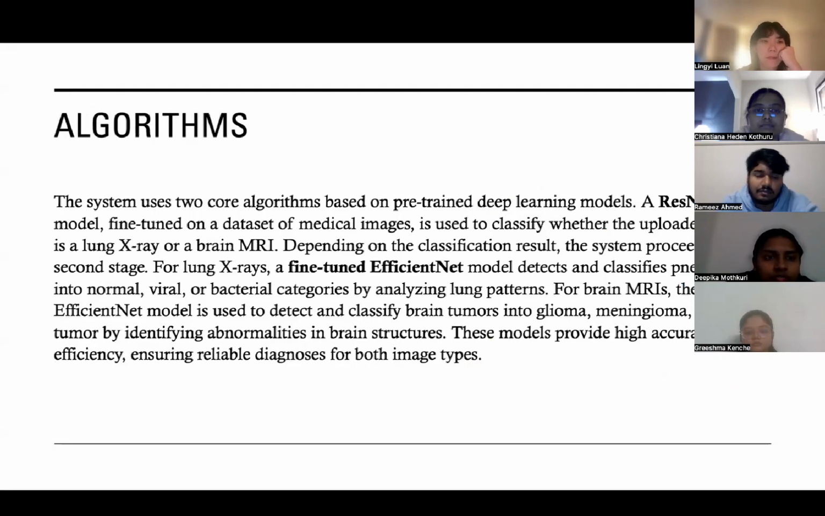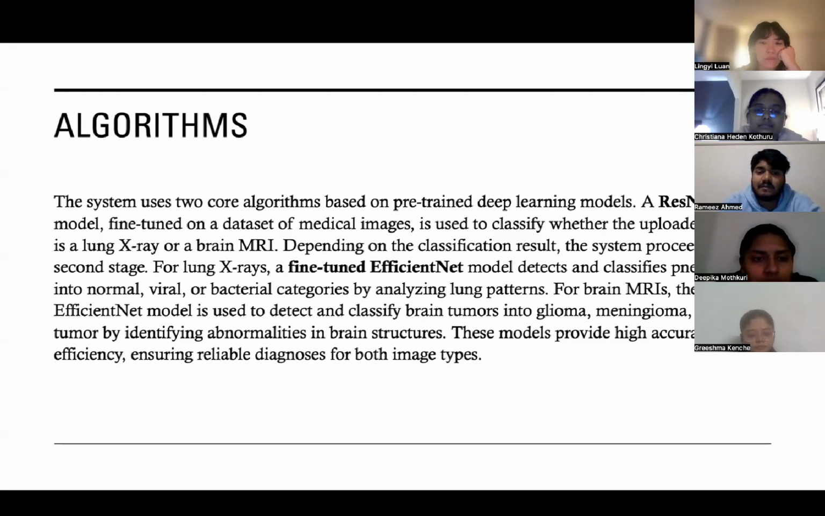Next slide. For the algorithms, the system uses a core algorithm based on pre-trained deep learning models. A ResNet model fine-tuned on a dataset of medical images is used to classify whether the uploaded image is a lung X-ray or brain MRI. Depending on the classification result, the system proceeds to the second stage.